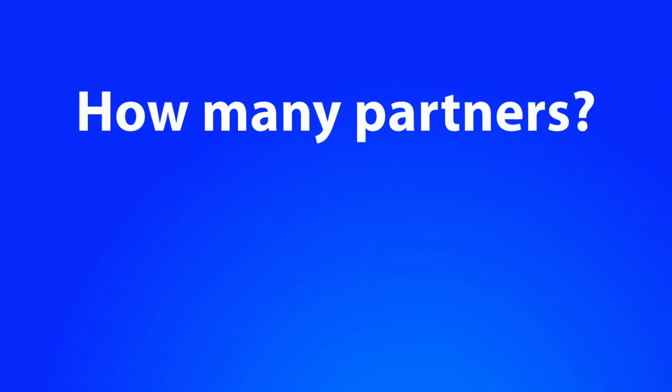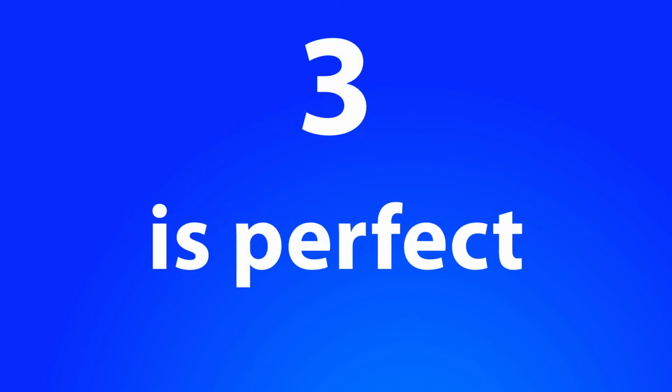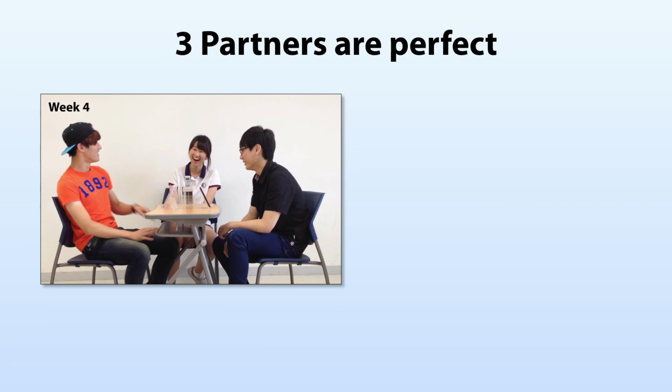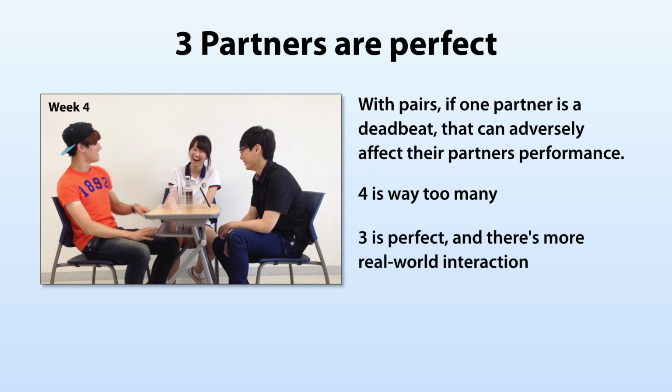How many partners? How many tests? 3 is perfect. 3 partners are perfect. With pairs, if one partner is a deadbeat, that can adversely affect their partner's performance. 4 is way too many. 3 is perfect, and there's more real-world interaction.